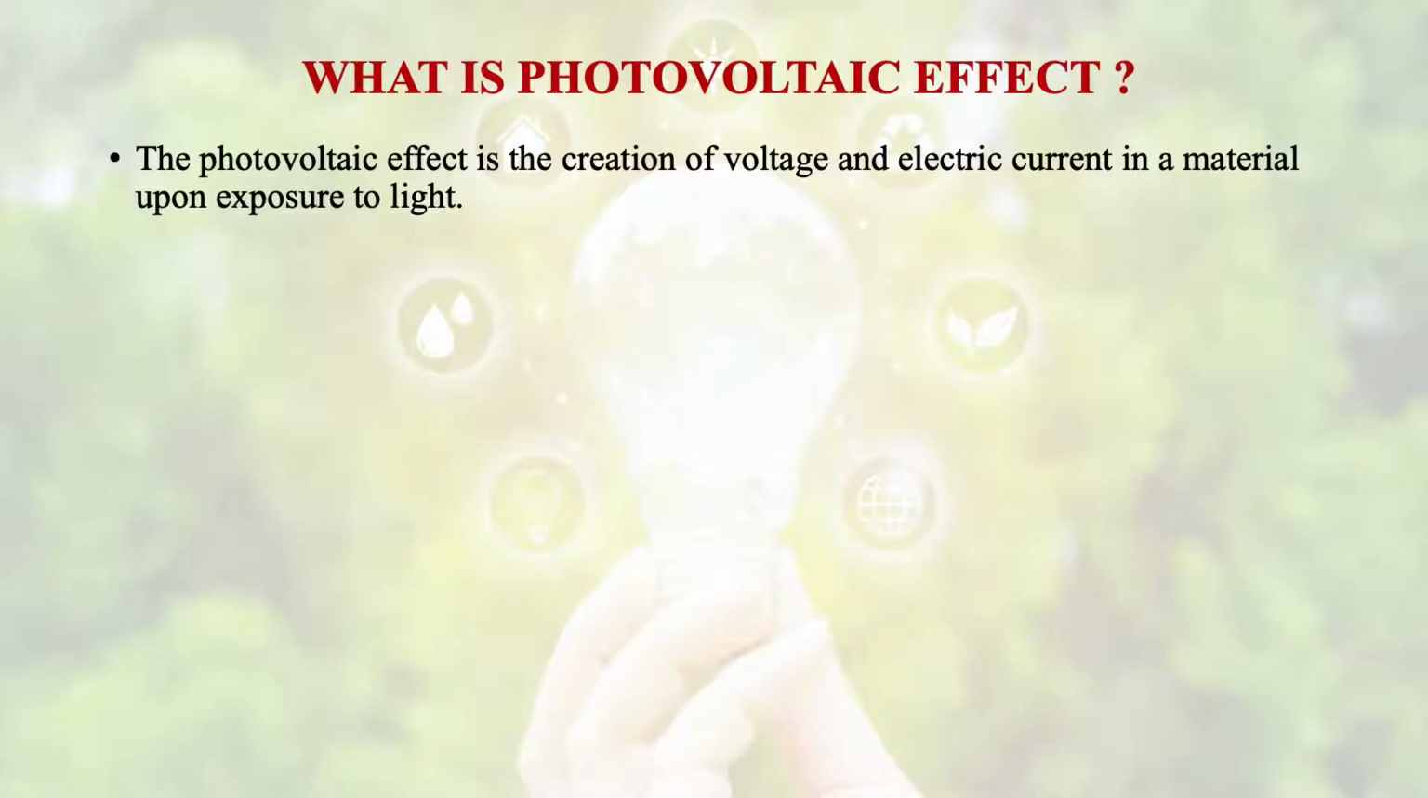As its name implies, photovoltaic means light making voltage. Photo means light, making voltage. So it is giving you some idea about what is happening. So photovoltaic effect is the creation of voltage and electric current in a material upon exposure to light.